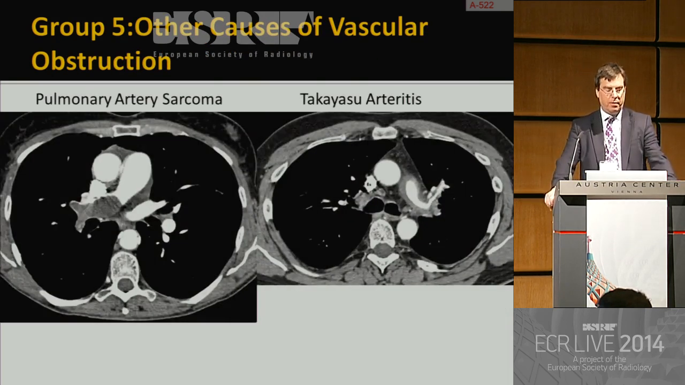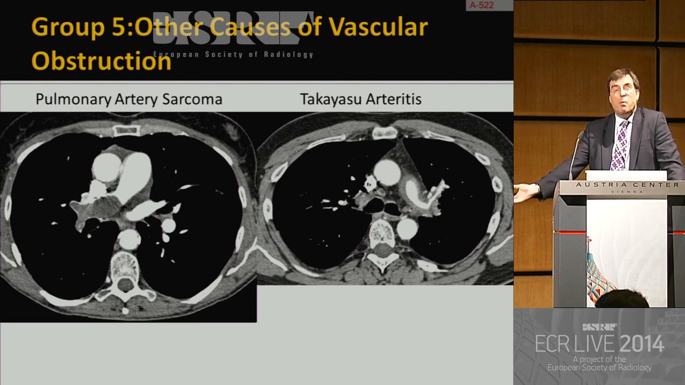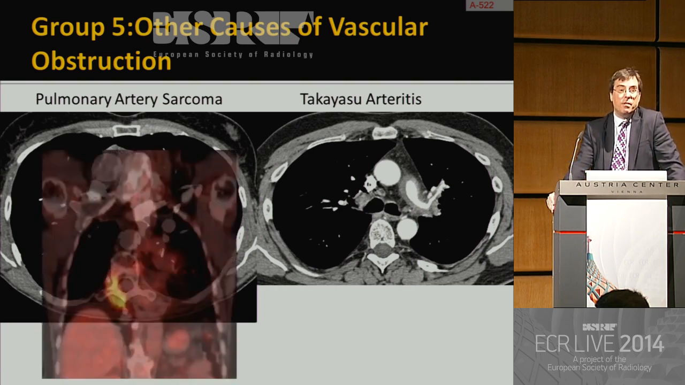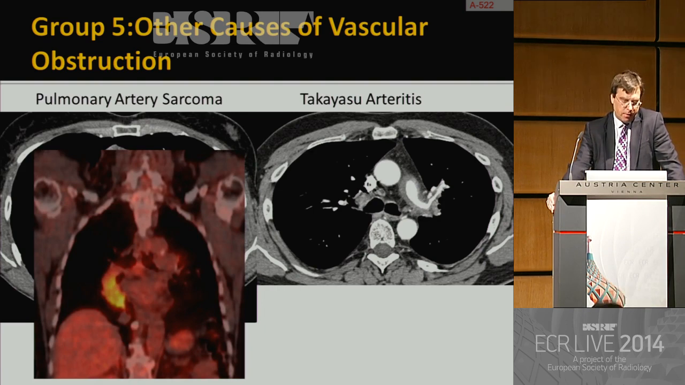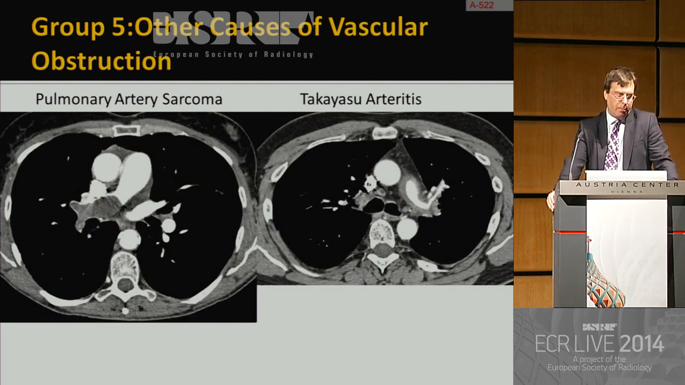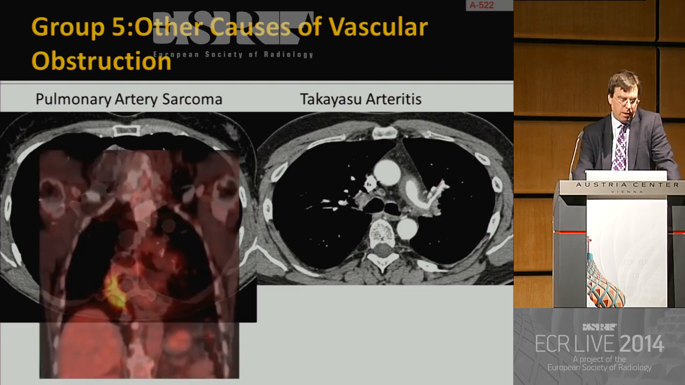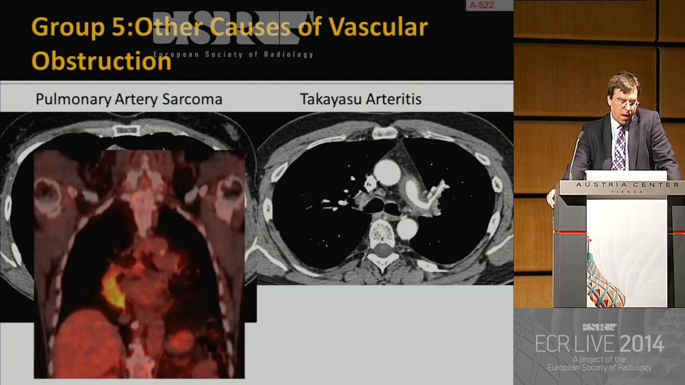Just to show those images, again, group 5, other causes of vascular obstruction. Chronic thromboembolic disease and acute pulmonary emboli, we know obstruct pulmonary arteries, but other diseases can also involve the large vessels. Sorry, let me go back. The left-hand panel shows a patient with a pulmonary arterial sarcoma, which is distending the pulmonary artery lumen instead of retracting it, which chronic thromboembolic disease does, and has a convex medial margin to it. PET can help increase our confidence that we're looking at a sarcoma.